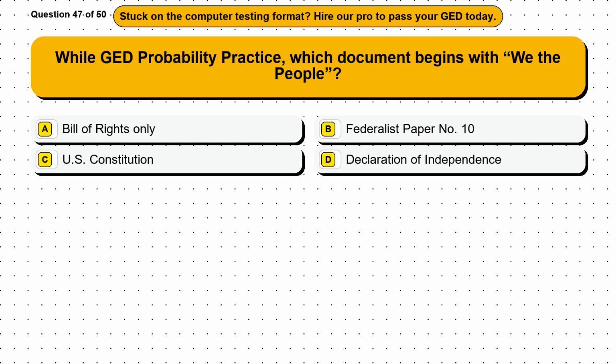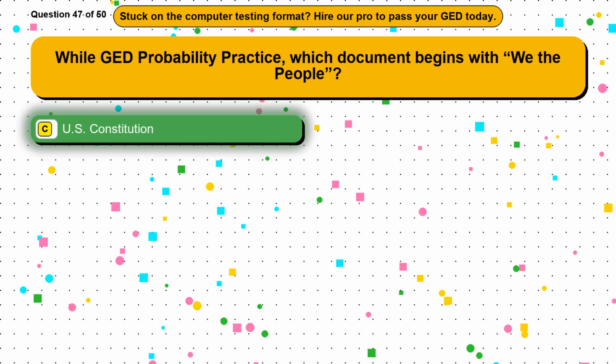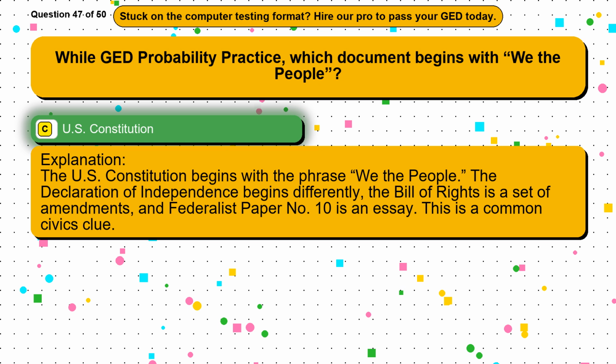Question 47. While GED probability practice, which document begins with "We the People"? Option A, Bill of Rights only. Option B, Federalist Paper No. 10. Option C, U.S. Constitution. Option D, Declaration of Independence. The correct answer is option C, U.S. Constitution. The U.S. Constitution begins with the phrase "We the People." The Declaration of Independence begins differently. The Bill of Rights is a set of amendments, and Federalist Paper No. 10 is an essay. This is a common civics clue.